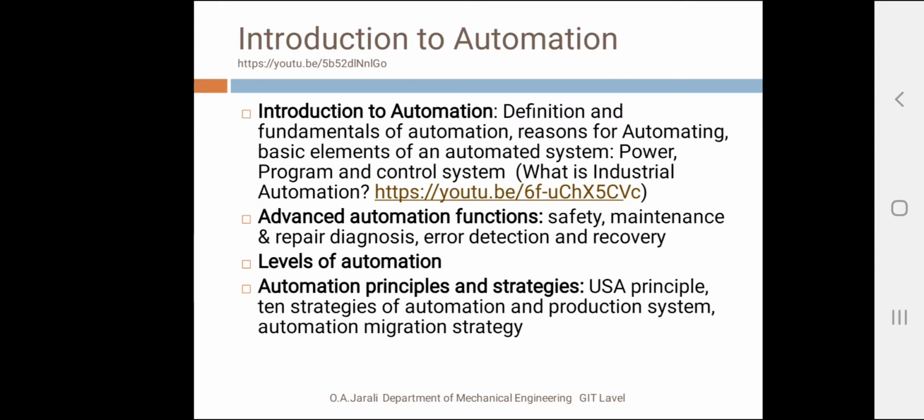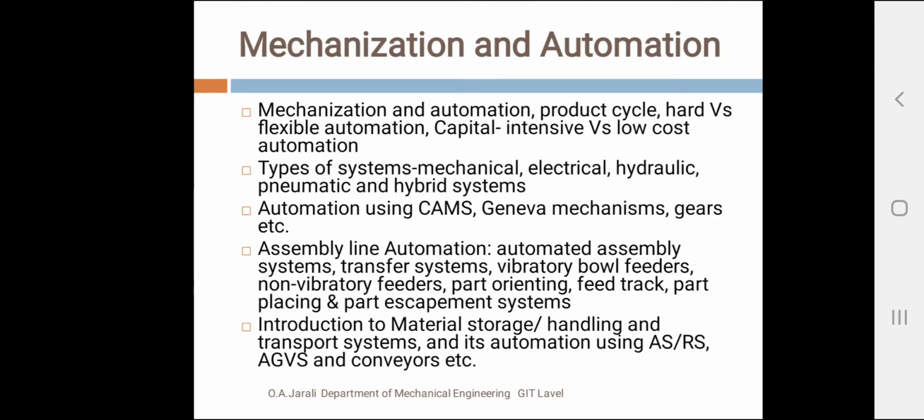So this is some introduction to automation. In the next module, we will compare mechanization and automation. Mechanization means using machines which eliminate human interference, which reduces energy. So in the second module, we will discuss the difference between mechanization and automation, then product cycles, then different types of automation, that is hard versus flexible automation, then capital intensive automation versus low cost automation. Then we will discuss types of systems, that is mechanical systems, electrical systems, hydraulic systems, pneumatic systems, and hybrid systems. Then we will discuss automation with the help of some mechanisms, that is cams, Geneva mechanisms, gears, etc. We will discuss some different examples.